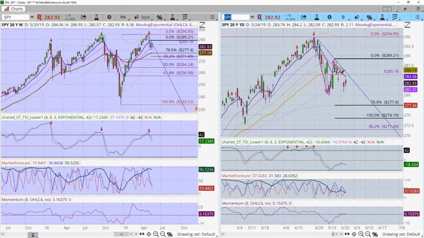So from here, I then measured to both the 786 extension and the 100% extension, which, if we continue to fall from where we're at, as long as this downtrend line stays in effect, we can expect prices to get down to the $277.40 or 274 level. This 100% extension is basically equal to that initial fall right here that we see.